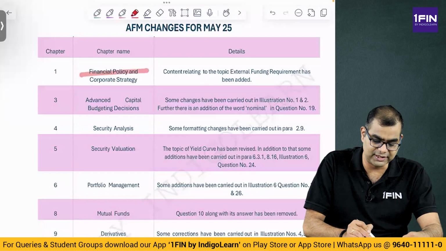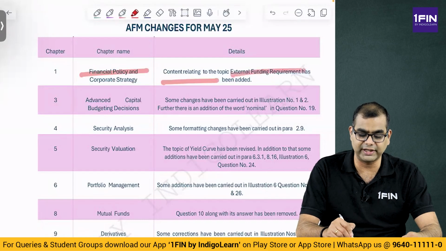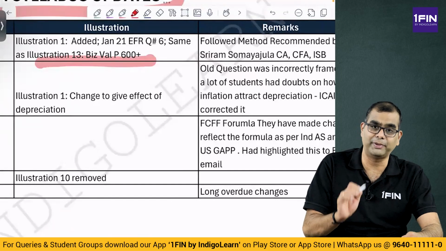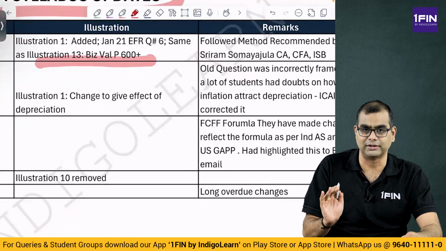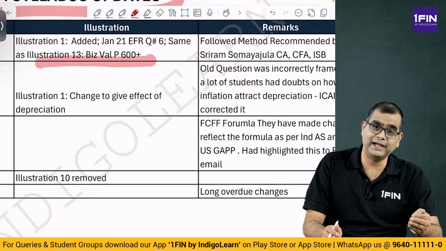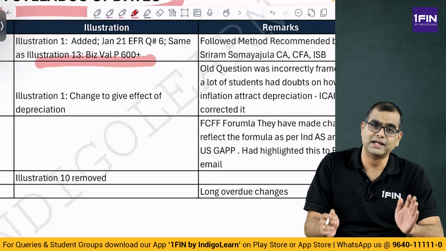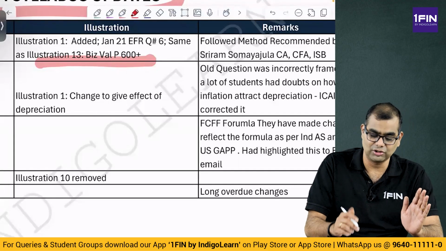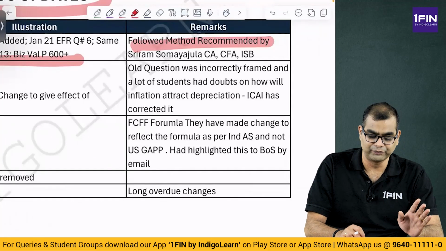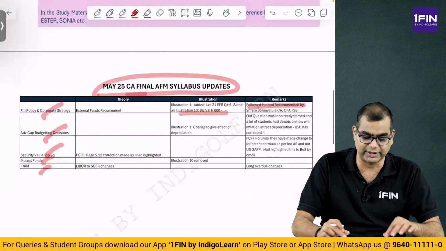So if you look at the first chapter, financial policy, corporate strategy, there was this topic about external funding requirement, which was a question in business valuation illustration 13. That topic along with theory has been moved to chapter 1. Okay, it is nothing fancy. We have already solved it in the business valuation chapter. It is there in the class already, and I also highlighted that their solution is incorrect and my solution is logically correct. They have come towards my solution. Okay, so please know the method recommended by me has been followed by them, and they have made this change. This is a new topic, so hopefully in the upcoming exam this is slightly important, right?